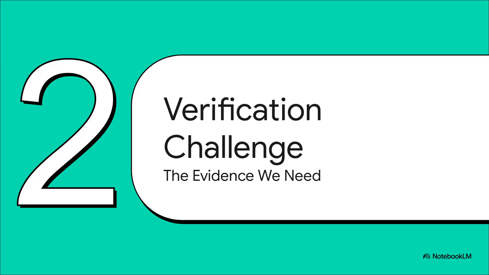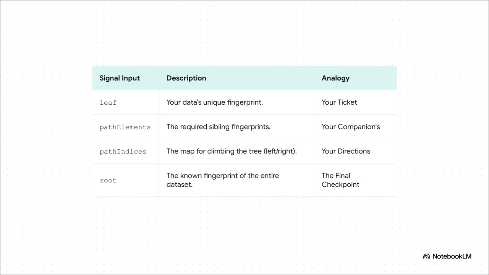Okay, so to actually verify one of these proofs, our code needs a few key pieces of evidence. Let's dig into the 4 ingredients it needs to start its check. Right, so our code needs 4 things. First up, the leaf. Think of this as your ticket. It's the unique fingerprint of your data.